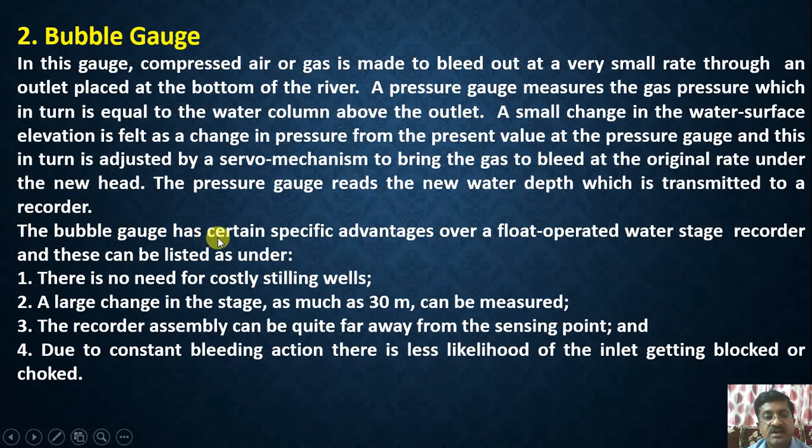The bubble gauge has certain specific advantages over the float operated water stage recorder, and these can be listed as under. There is no need for costly stilling wells. A large change in the stage, as much as 30 meters, can be measured. The recorder assembly can be quite far away from the sensing point, and due to the constant bleeding action there is less likelihood of the inlet getting blocked or choked.